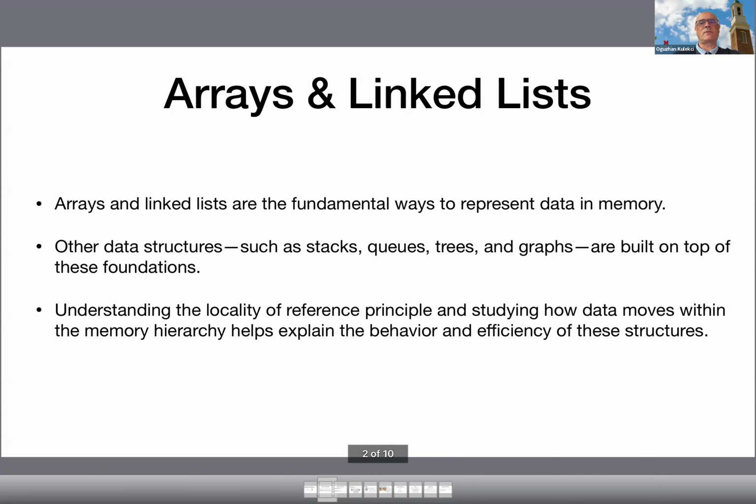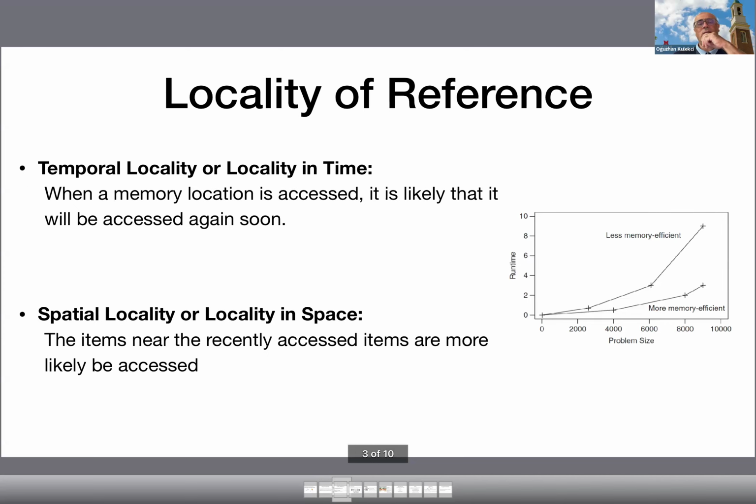Okay. So to understand arrays and linked lists, I believe it is crucial to have a basic understanding of two concepts. The first one is the locality of reference principle. And actually, based on this locality of reference principle, during the development of these computers, people decided on how to move data between different levels of memory. Okay, so then I would like to just quickly review those two concepts. The first one is the locality of reference.